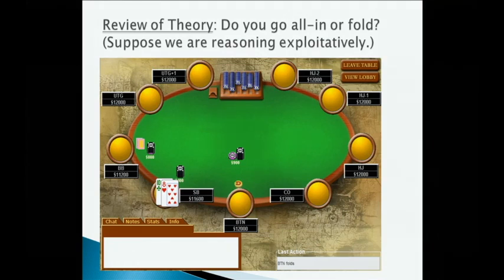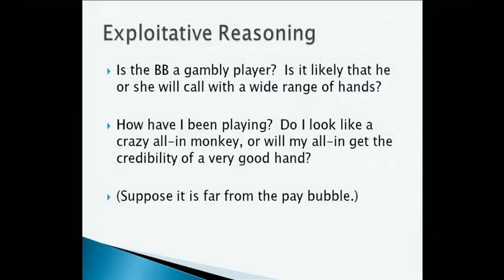Okay, so let's look at a sample situation, and I'm going to first analyze it theoretically, and then I'll try to go through a bunch of examples. So do we go all in or fold here? Let's suppose we're reasoning exploitatively, so this is level 2 thinking, not level 3 thinking. What's exploitative thinking? We model our opponent, give them a probability distribution, and then play in a way that maximizes our expectation relative to the Bayesian probability distribution we put on our opponent.